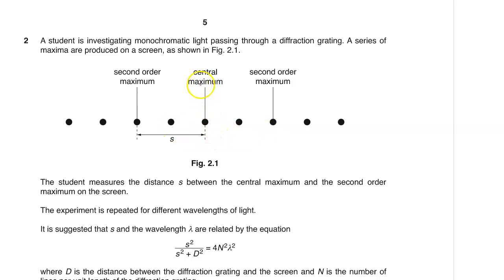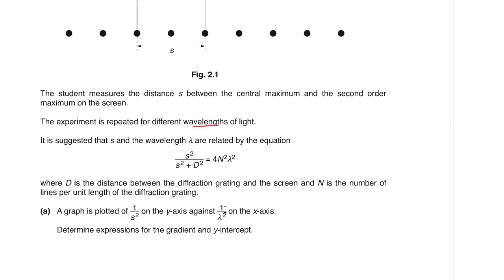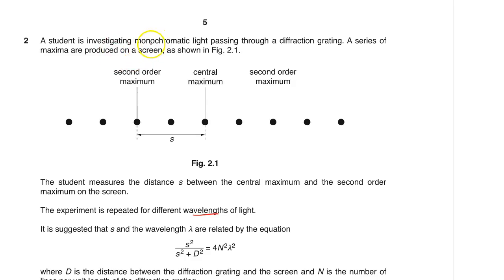So the distance between the central maximum and the second order maximum is S. The student measures the distances between the central maximum and the second order maximum on the screen. The experiment is repeated for several wavelengths of light. Different wavelengths give us different colors of light, and each wavelength is monochromatic, a single color of light. So monochromatic means single wavelength, and they're using a diffraction grating to get this on the screen.